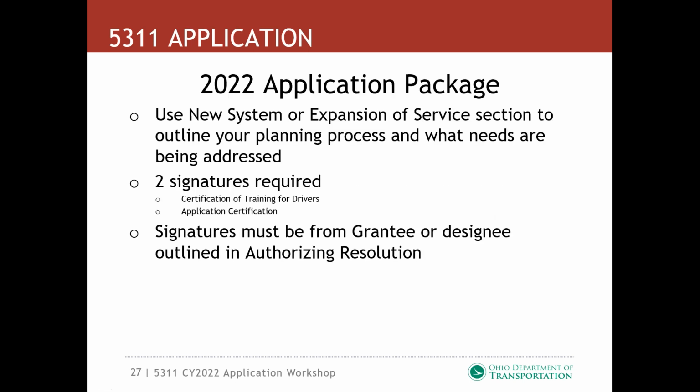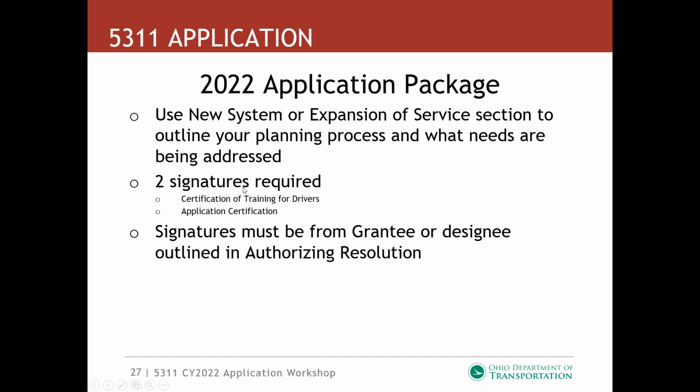The 2022 application package, this is the document where a lot of the information was removed and moved into the general applicant form. Just a couple of things here to consider for new systems, or if you are looking to expand or change your services for the following year that's going to result in additional funding needed. Use this new system or expansion of the service section so that you use that to explain what your changes are, any planning processes you utilize to develop those processes, and then what needs are being addressed. So you want to use that there.